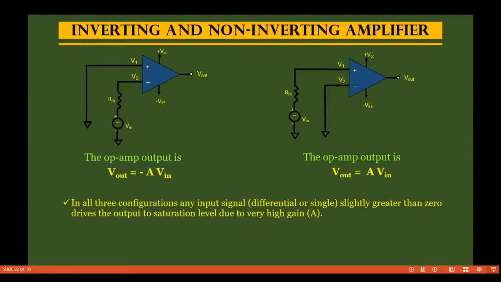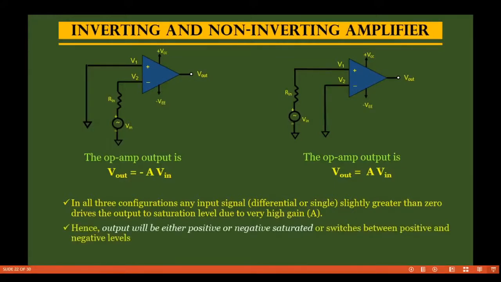If the signal is slightly positive, then it gets saturated towards the positive side. If it is slightly negative than 0 volt, then it will get saturated towards the negative, minus of VEE value. So in the open loop configuration case, the output will be either positive or negative saturated, or switches between only positive and negative values.